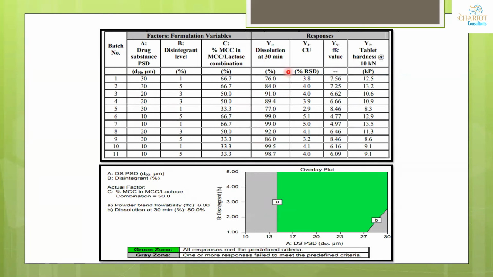The idea of showing this kind of design space is to give you an idea of how the design space works. It is not necessary that we need to use software. The regulator doesn't say that you have to use the software. You can do it manually also. You can just design your formulations in such a way that you use one factor at a time.